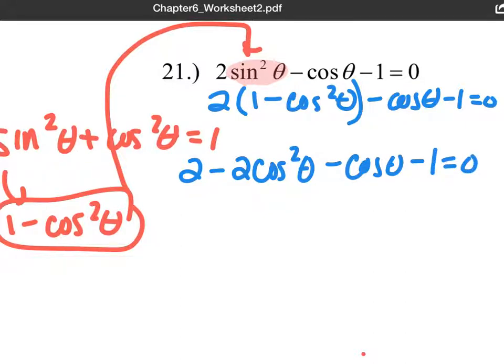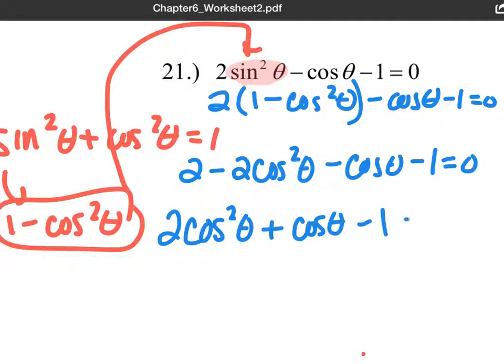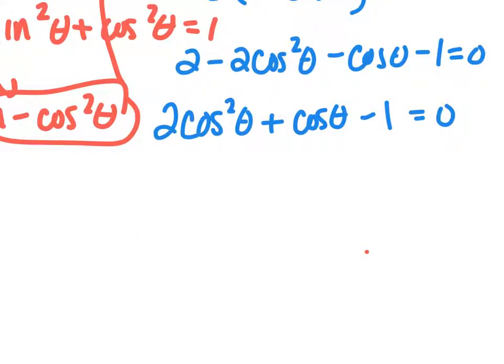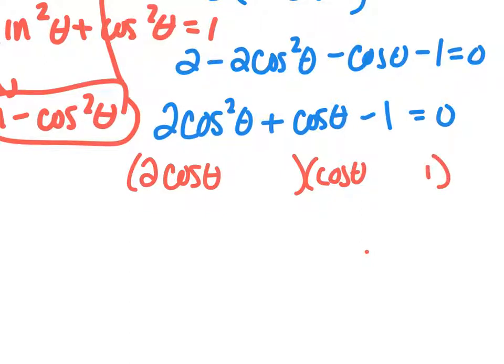And at this point, I would move everything to the other side so that I have a positive squared variable. We can combine the 2 and the 1. So if I go ahead and do that, I will have 2 cosine squared theta plus cosine theta minus 1 equaling 0. And then now I want to go ahead and factor this. So when I go to factor this, I'm going to have 2 cosine theta, and cosine theta, and I know that I'm going to have a 1 and a 1, and the question is, where do I need the minus? Well, since I want to have a positive cosine, the one that multiplies with the 2 must be a plus, and then this must be a minus.